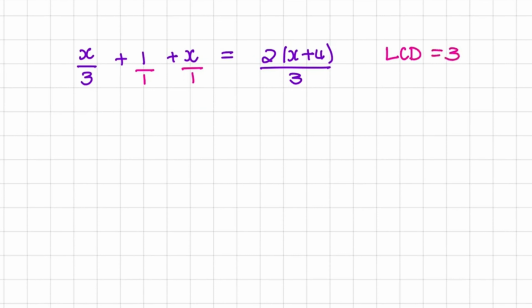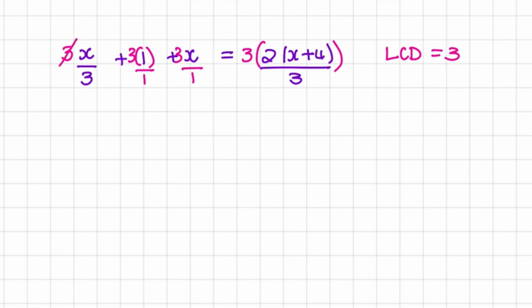And I can multiply everywhere with 3. So it will be 3 times x, 3 times 1, 3 times x. And then on the right-hand side, I'll have 3 times the whole 2x plus 4. The reason why we multiply out with the LCD is that it will allow us to get rid of the fractions.